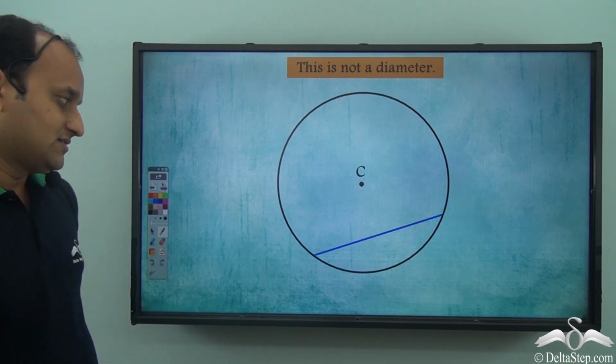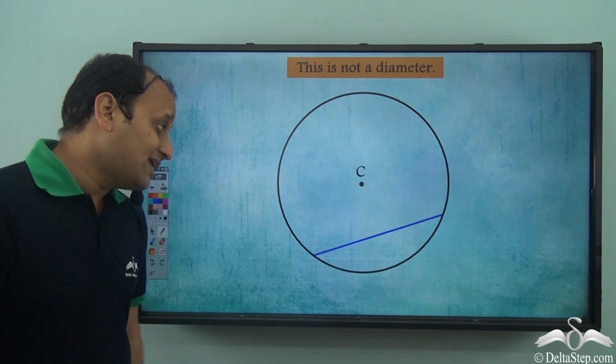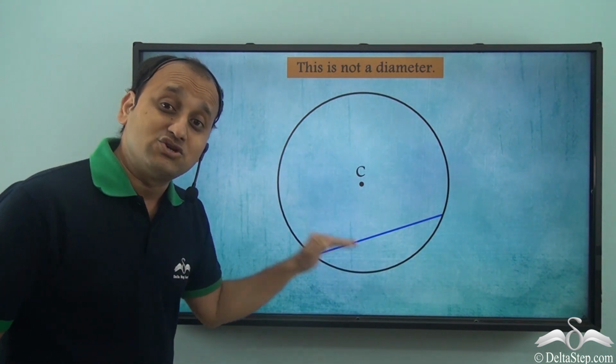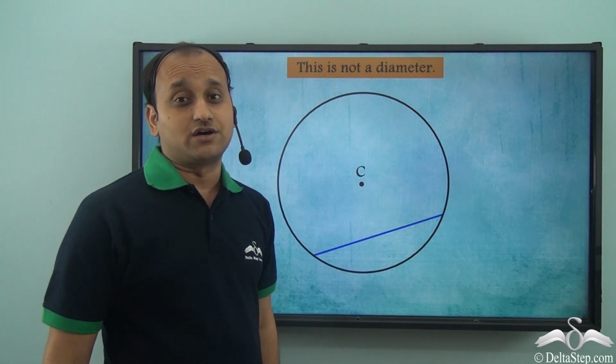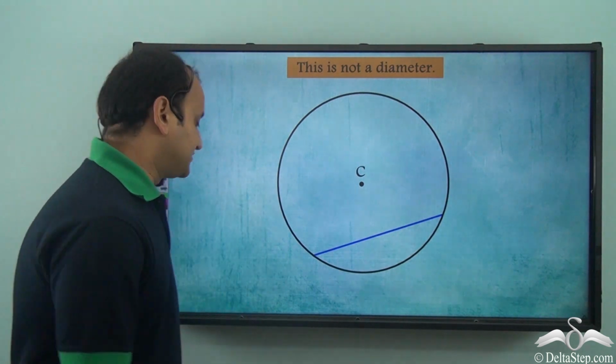Now what about this? Well, this is definitely not a diameter. Although it is a straight line and it is joining 2 points on the circle, it does not pass through the center of the circle. So this is also not a diameter.